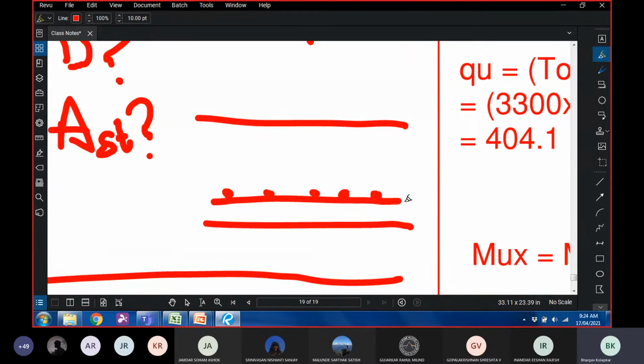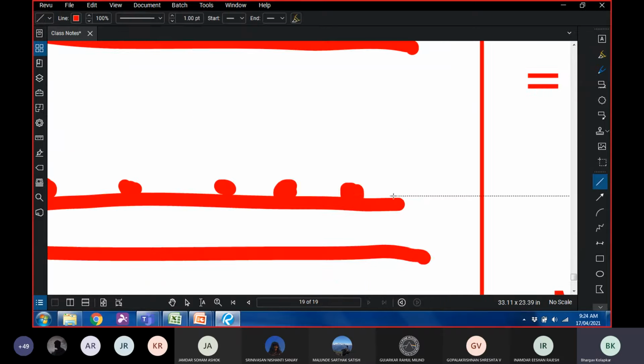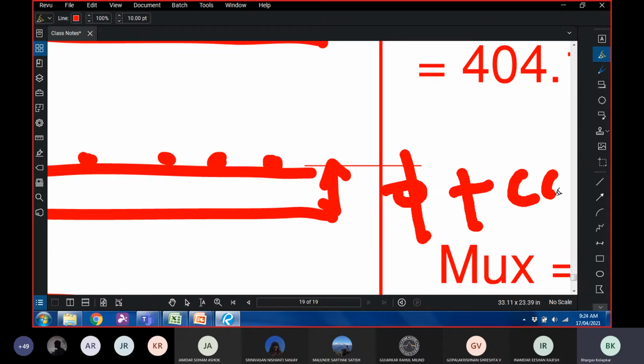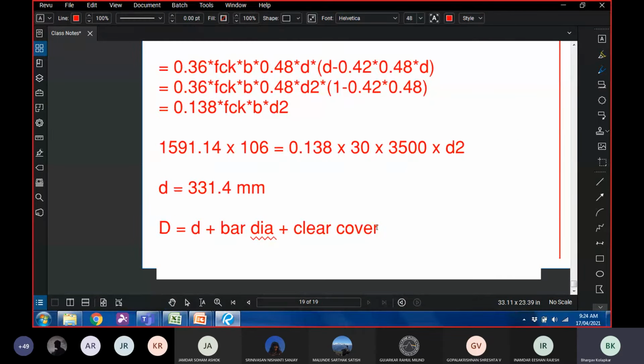So the average depth is at the center of both these. So this depth is the bar diameter, the entire bar diameter plus the clear cover. And therefore, here it is d plus bar diameter plus clear cover.